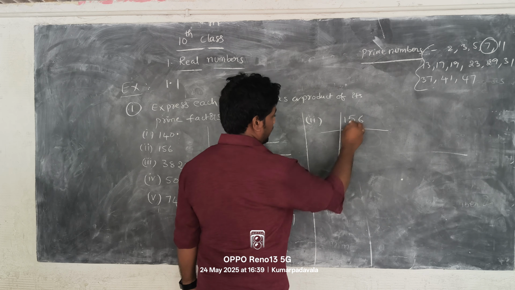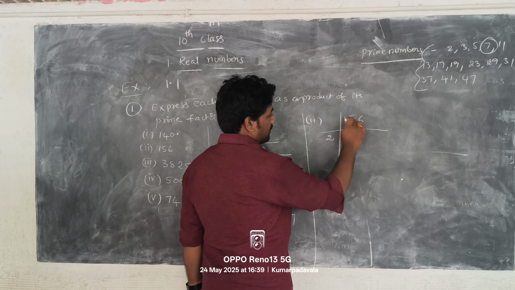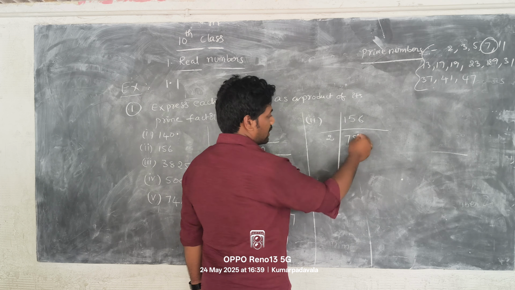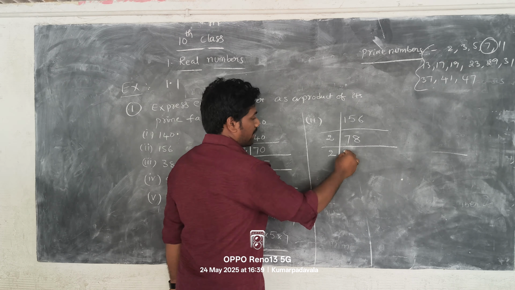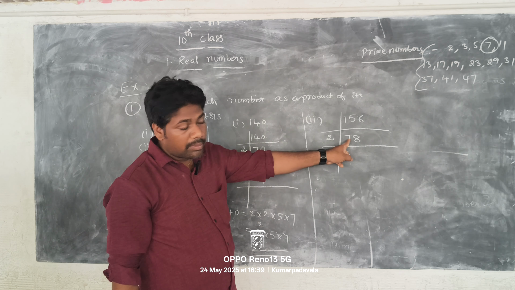156. Again it will be cancelled in 2 table. How many times in 15? 7 times. 1 is remaining here. Carry 1. This is 16. 8 times. Again 2 table will be cancelled. In 7 how many times? 3 times. So remainder is 1.